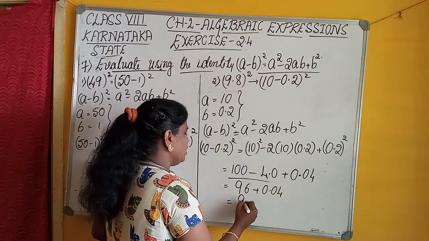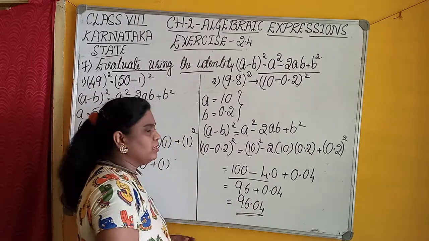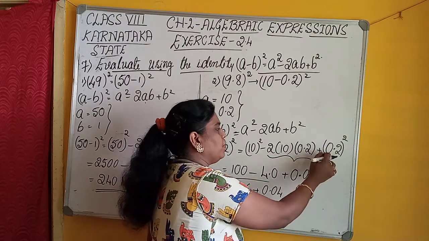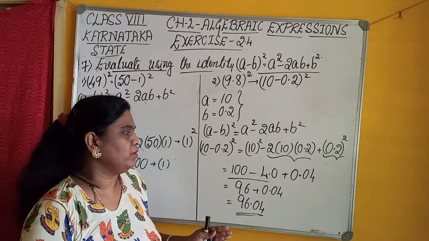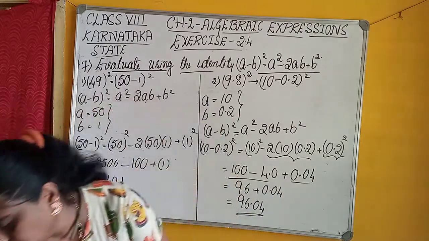Answer will be 96.04. Okay, you can do it separately by multiplying, and 0.2 whole square can also be multiplied like that. 0.2 into 0.2, you will get 0.04.